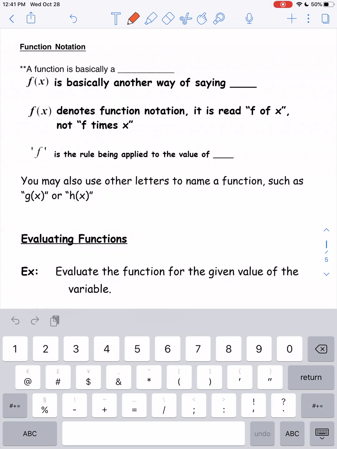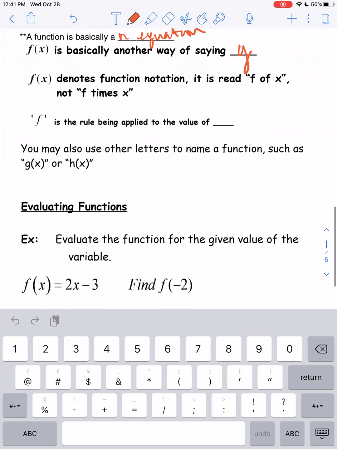And so a function is basically, we've been solving equations, so I'm going to call it an equation. And f of x is just another way of saying y. We've been saying y equals. Now we're going to use something called function notation, and we're going to use f of x. This is how it's written, and this is how you read it. You read that f of x.